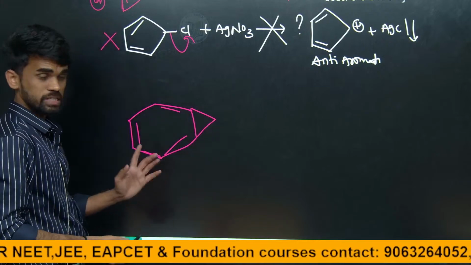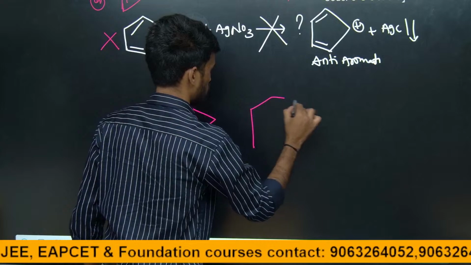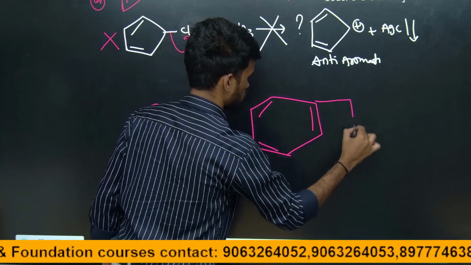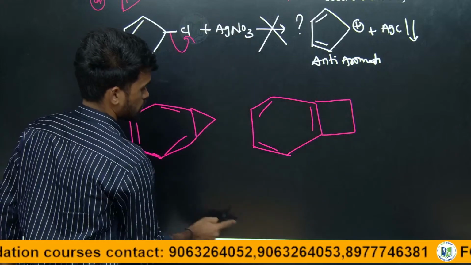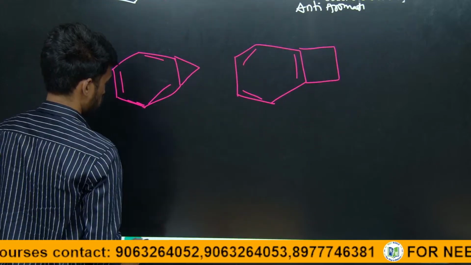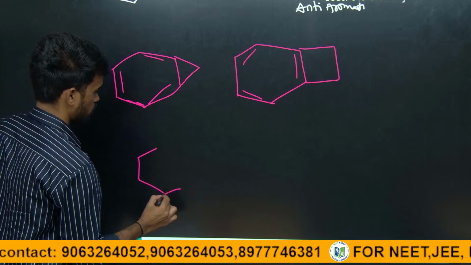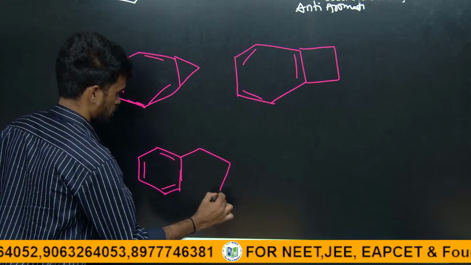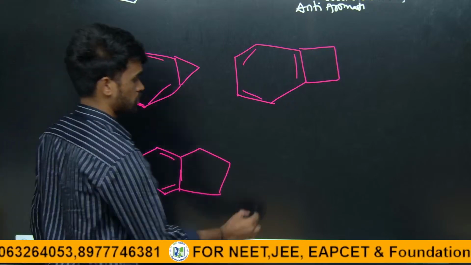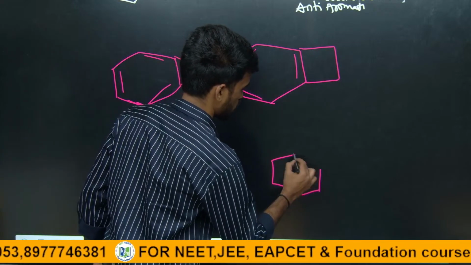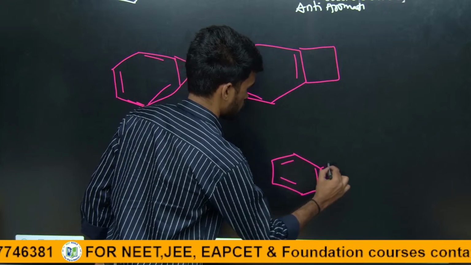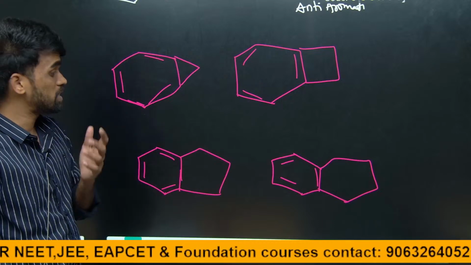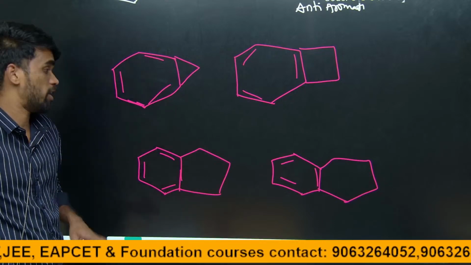Yeah. So this is one. This is second one, and the third one is third one. Fourth one. Yes, out of these four, which of the following is aromatic?